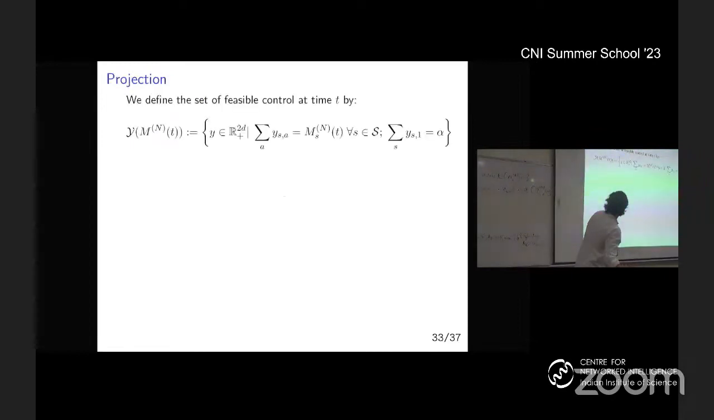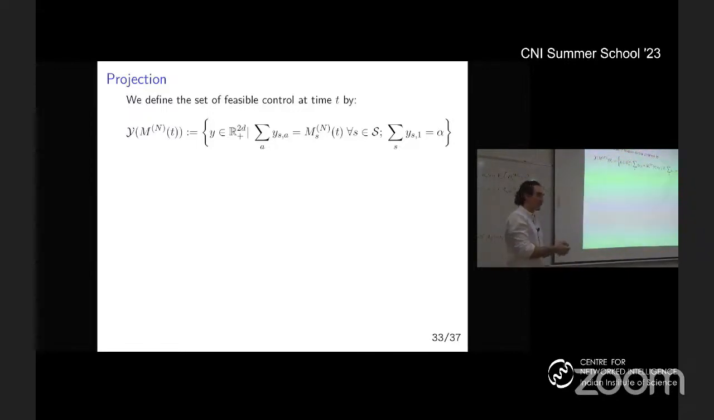So let's define the feasible control. The feasible control for a given empirical distribution should have the following property. First, you need that the proportion of arms that you are playing, the proportion of action that you are playing in a state S, should be equal to the empirical distribution, right?